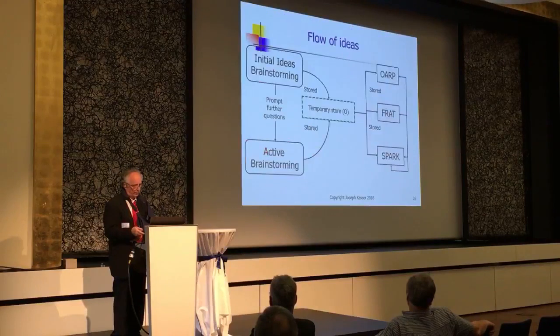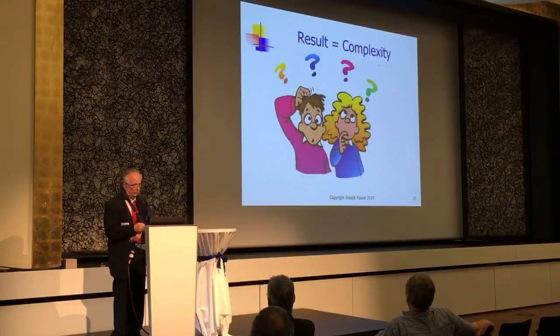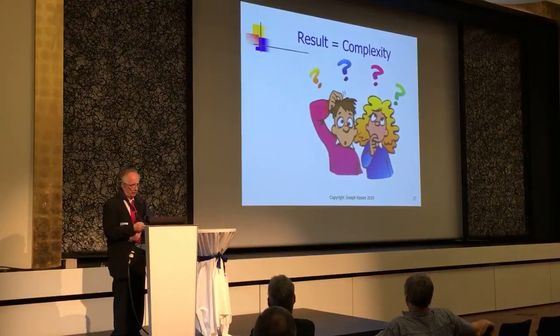And the flow of ideas is: the initial ideas happen in brainstorming, they're stored, and once the brainstorming ends, you go into the active brainstorming, and those ideas are then stored. They then go into OARP, FRAT, and SPARK, and the action of moving ideas into OARP, FRAT, and SPARK tends to trigger other ideas as well. So once you've got all this together, the result is complexity, because you've got loads and loads of information. So what do you do about it?